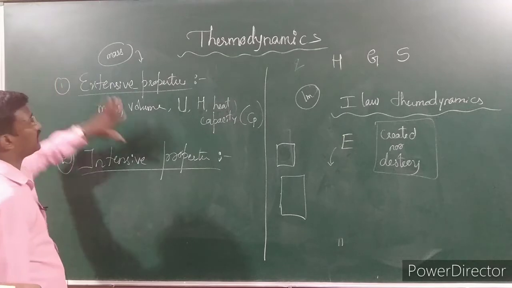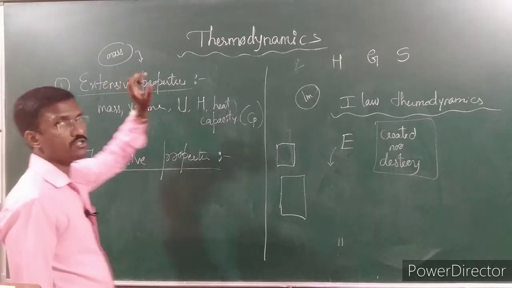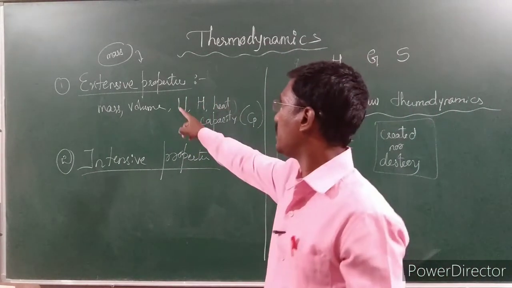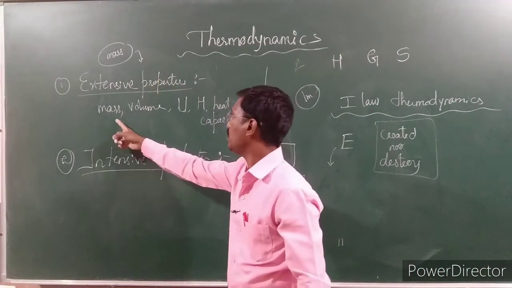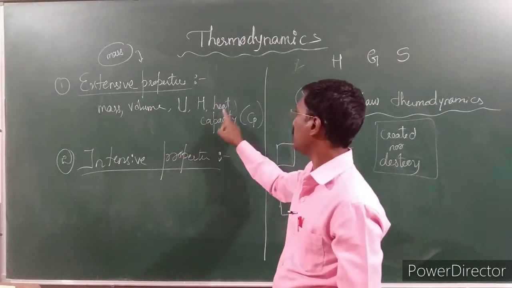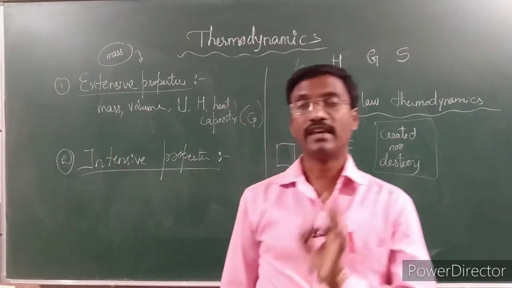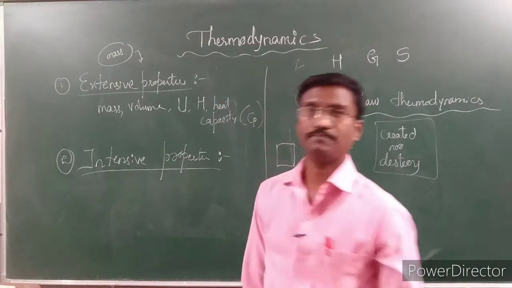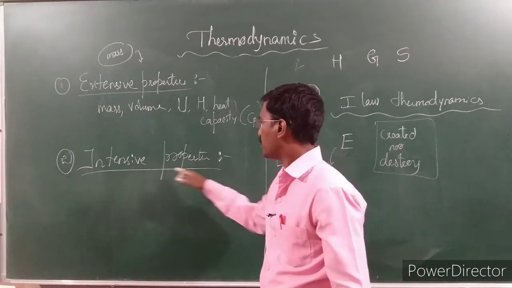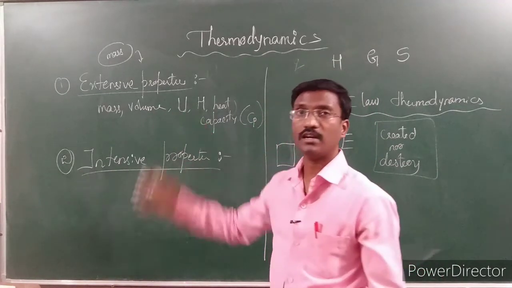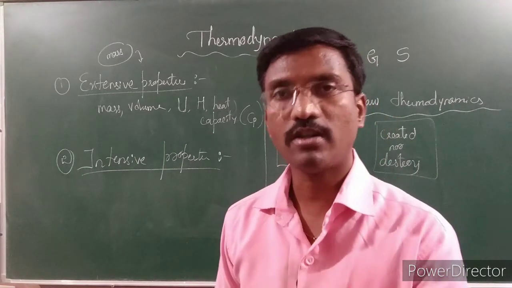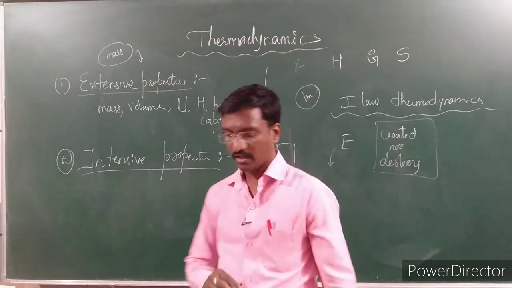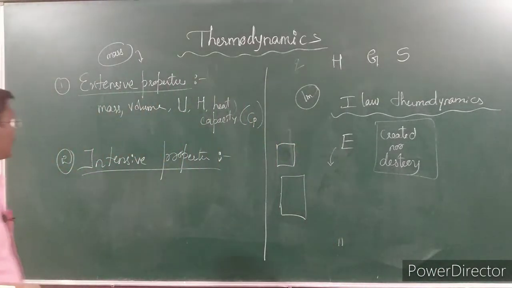Define extensive property. Give example. The property which depends on the mass of the system is called an extensive property. Examples: mass, volume, internal energy, enthalpy, heat capacity. These are called extensive properties. Similarly, what is an intensive property? Give example. Here, it is the property which does not depend on the mass of the system. If it is not variable on the basis of mass, then it is called an intensive property. Define intensive property. Give example.